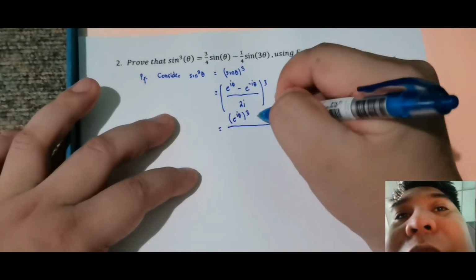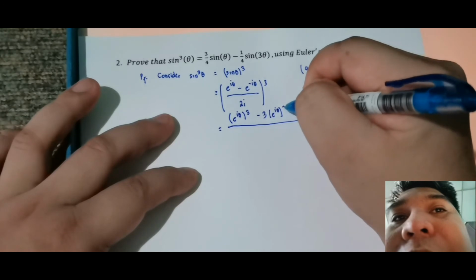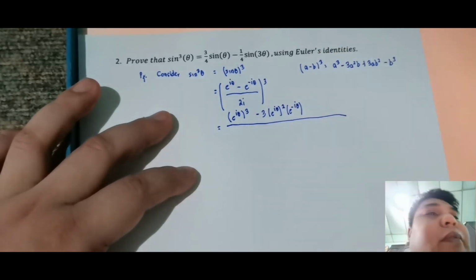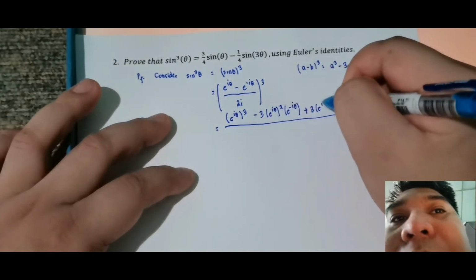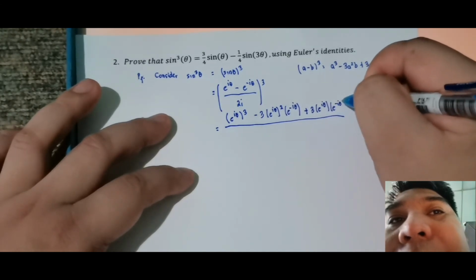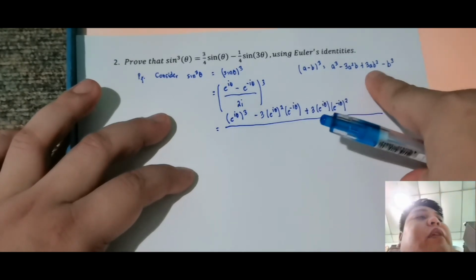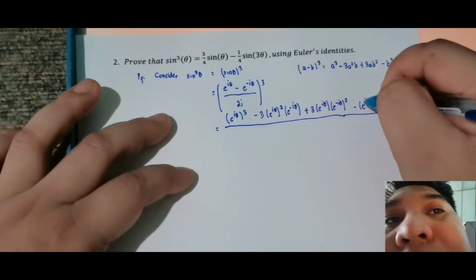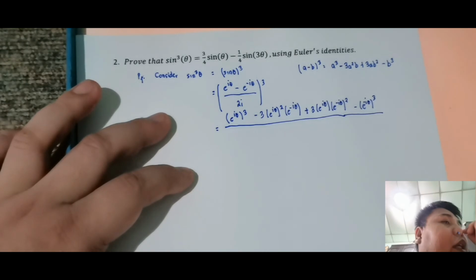Then minus 3, then e raised to i theta raised to 2, then e raised to negative i theta. Okay, then plus 3 e raised to i theta, then e raised to negative i theta raised to 2. So that's the part for 3a squared b, 3ab squared, minus e raised to negative i theta raised to 3, all over 2i raised to 3.